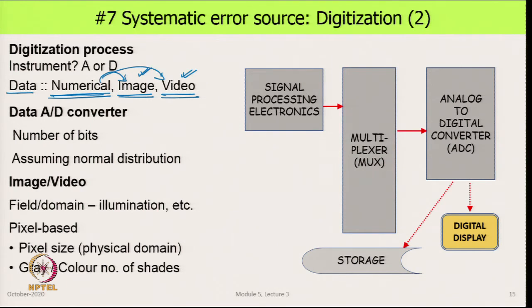In looking at the standard error because of the A to D converter, the issue is how many number of bits does the A to D converter have, and we assume that the data coming into it follows the normal distribution. So, the error analysis in the discretization process is assumed to have a normal distribution.